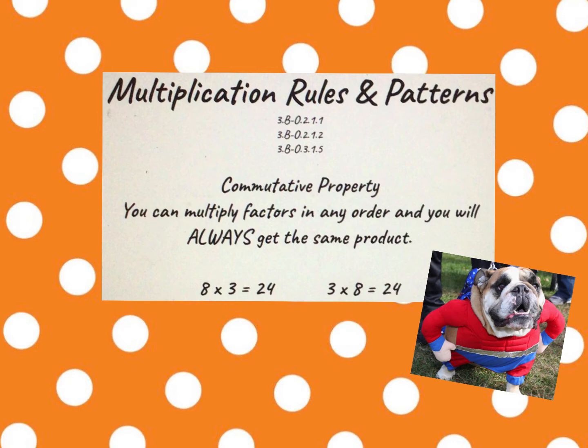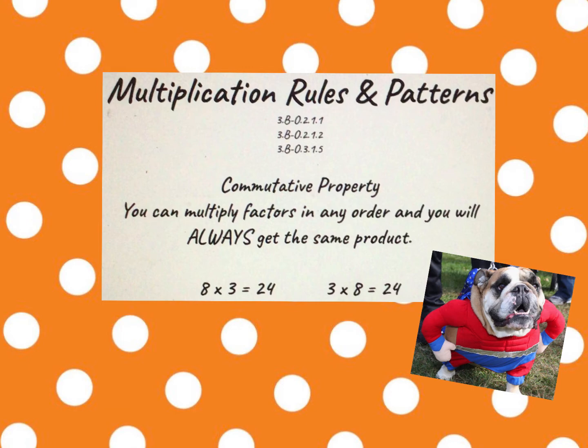So this is a commutative property. You can always multiply factors in any order and you will always get the same product. Remember, commute means to travel from one place to another. It's like when you travel to one place regularly. Maybe your family might commute to work, okay? And they do that same route every single day.